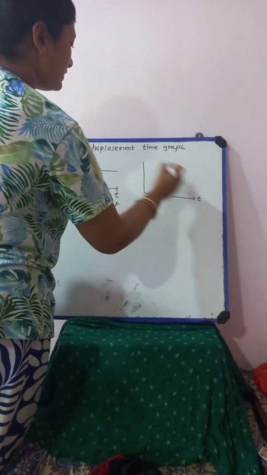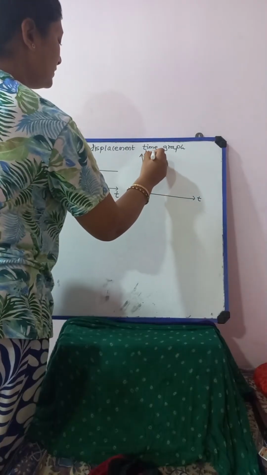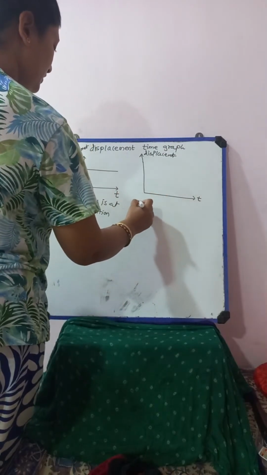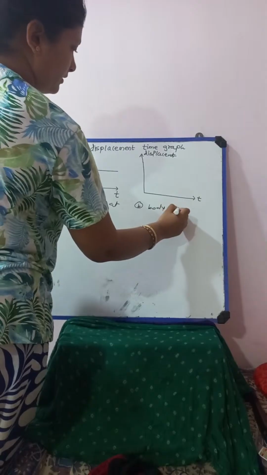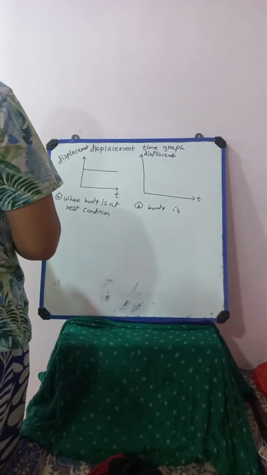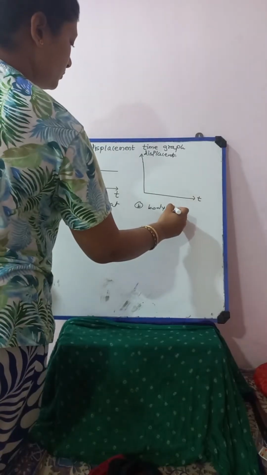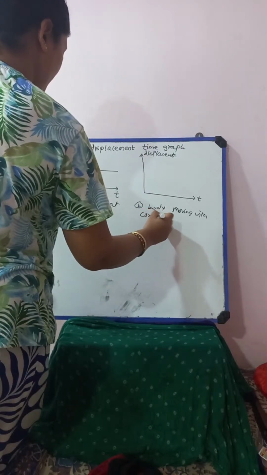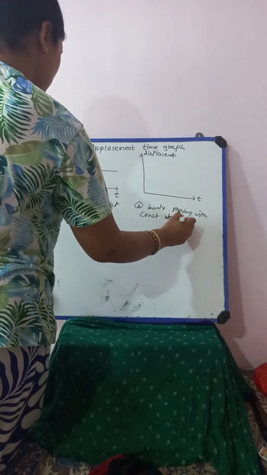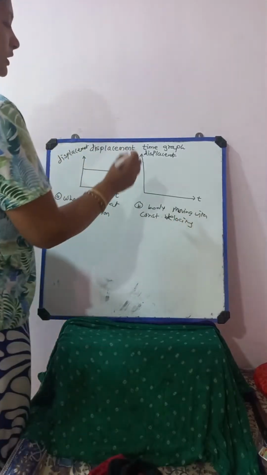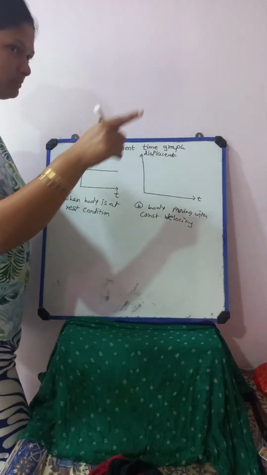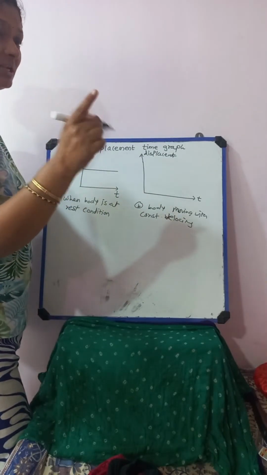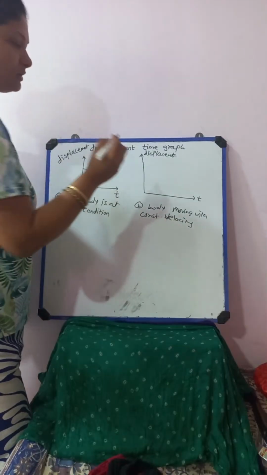Suppose here we have time and this is the displacement axis, that is y, and I will mention the condition: body moving with constant velocity. Then if the body is moving with a constant velocity, that means there is zero acceleration. If zero acceleration is there, that body is moving with a constant velocity.